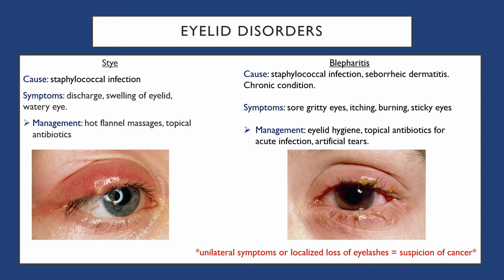Symptoms-wise, you can get sore, gritty eyes, itchiness, burning, and sticky eyes. And as you can see in this picture, you can see some discharge at the bottom of the eyelashes. In terms of management, if you think there's an acute infection going on, then you need to give topical antibiotics for it. But otherwise, chronically, it's more about eyelid hygiene, using the hot flannel massages, ensuring that you don't share towels with other people, and also the use of artificial tears to help with the sore, gritty eyes.